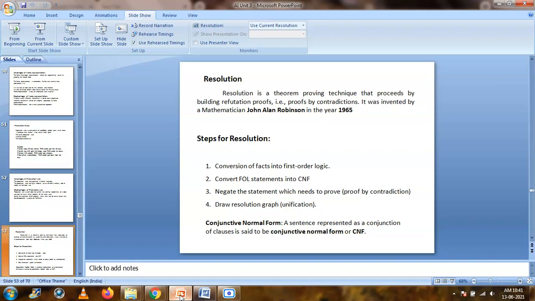Conjunctive normal form is called CNF. Convert your FOL statements into CNF. That's the second step of resolution. CNF expands to conjunctive normal form. A sentence represented as a conjunction of clauses is said to be in conjunctive normal form, or CNF.